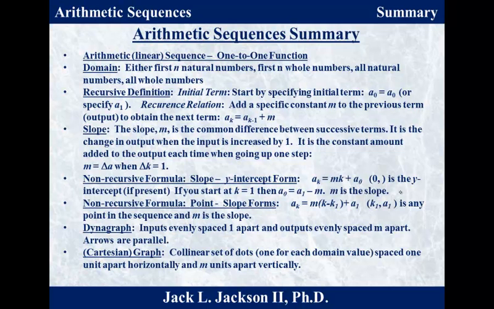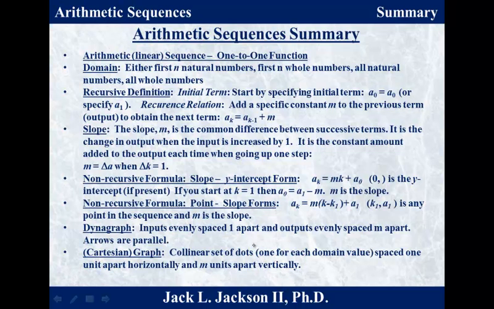If you want a non-recursive formula in point slope form, there are infinitely many of those, one for each input. You have a sub k equals m times (k minus k1) plus a1, where (k1, a1) is any particular point in the sequence and m is the slope. Or if we use our x's and y's, we would say y equals m times (x minus x1) plus y1, where (x1, y1) is a point, and again m is the slope.